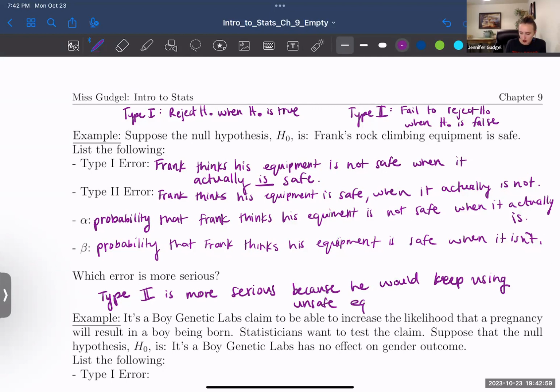Whereas with type 1, he would be told, hey, it's not safe. So of course he's not going to go and use unsafe equipment. So even though it was safe, all he's really doing is wasting his resources. He's not putting himself in danger, all right, by being cautious and not using the equipment because he's told it's not safe.